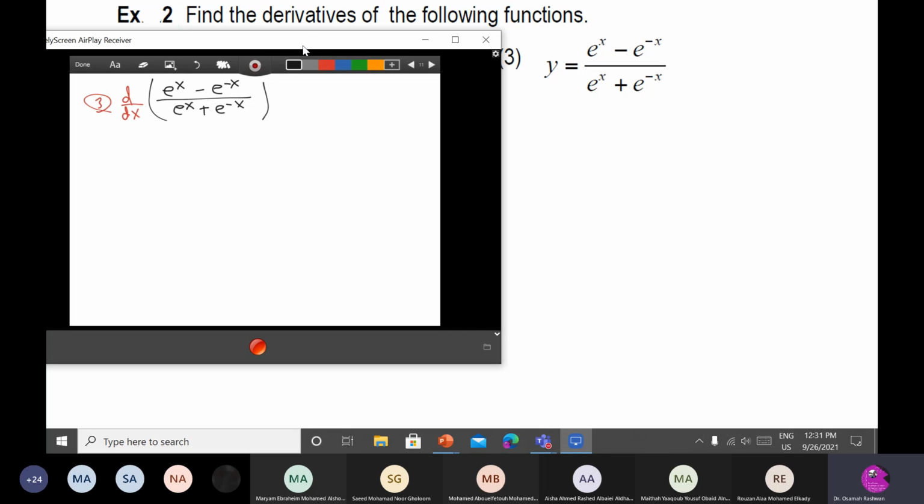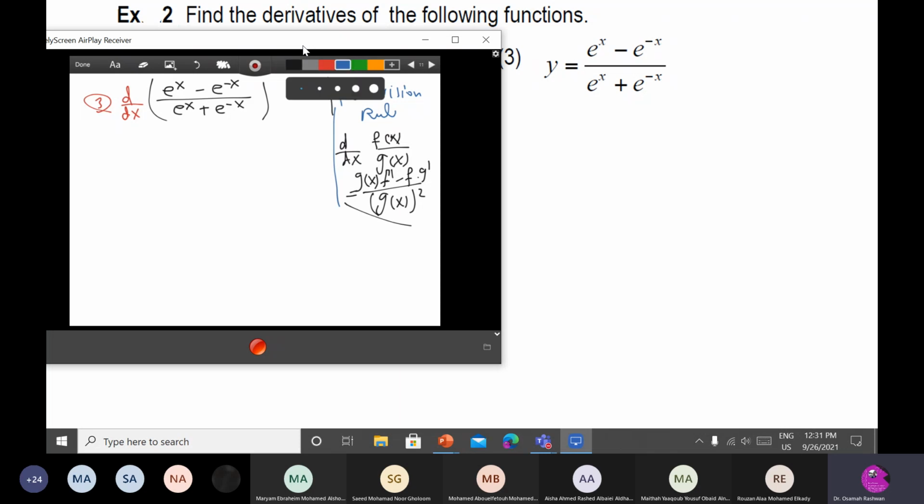Yes, remember the division rule. What is the division rule? Yes, d by dx, if I have the numerator over denominator like this, I square the down one. I have it up without squaring times the derivative of the numerator minus the numerator times the derivative of the denominator. Okay, so I remember this one.